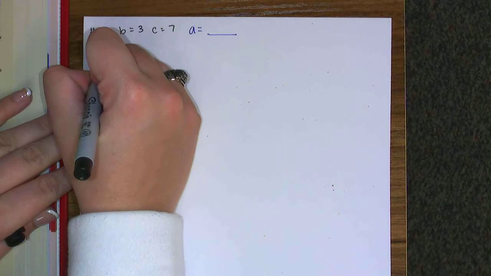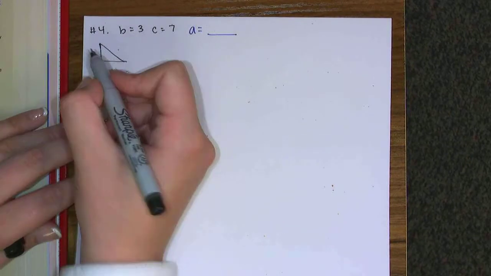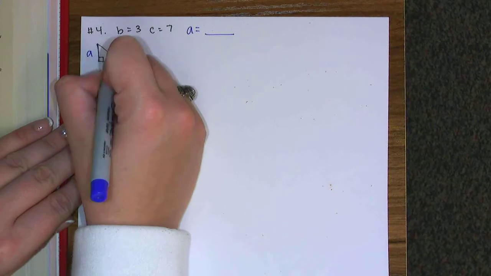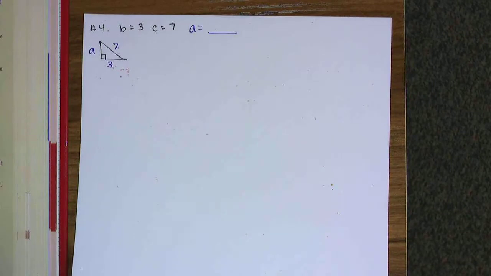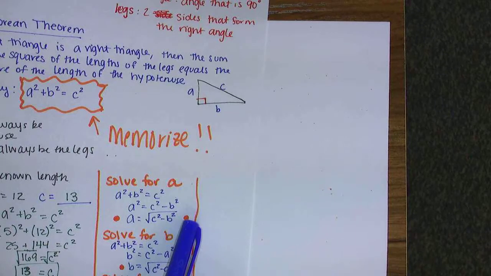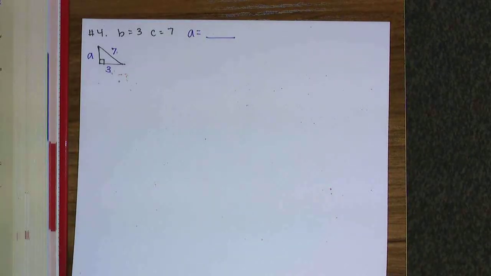So I'm going to draw my little triangle here. Okay, and I really should put a little box in there just so I know where everything is. So A is what I'm looking for, so I'm writing A there, and then B is 3 and C is 7. So I have my triangle set up. So now I can use this formula, let's see, I need the one for a. So a is equal to the square root of c squared minus b squared. So I'm going to use that, okay?